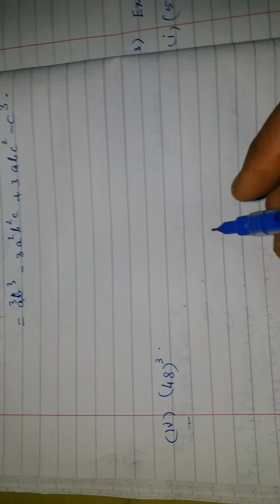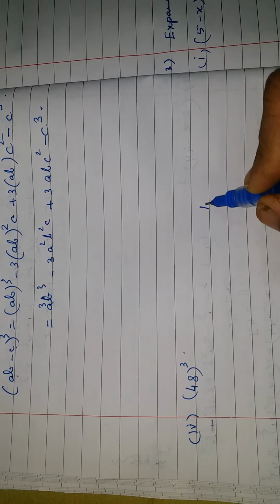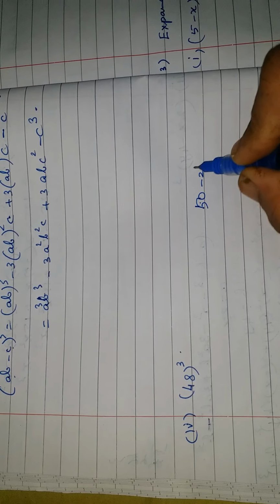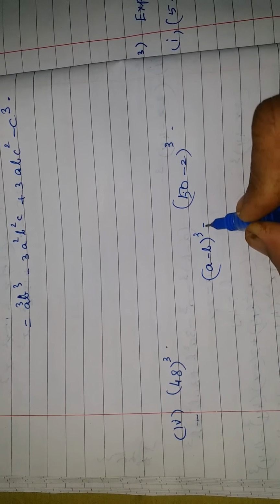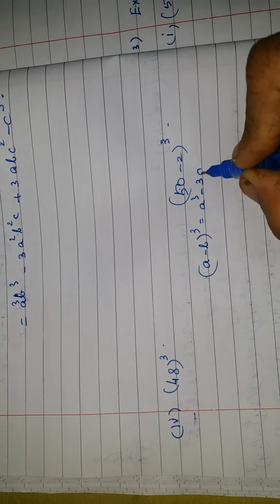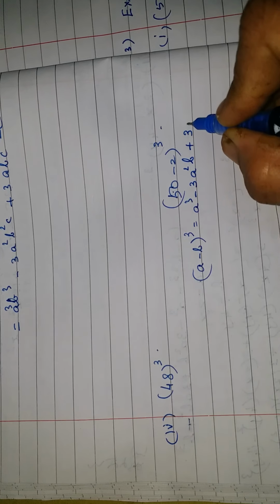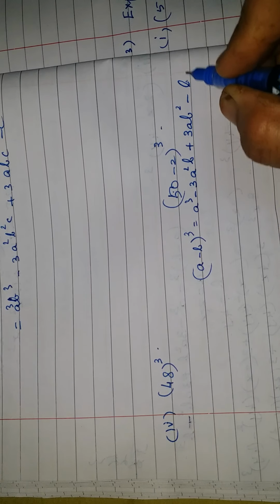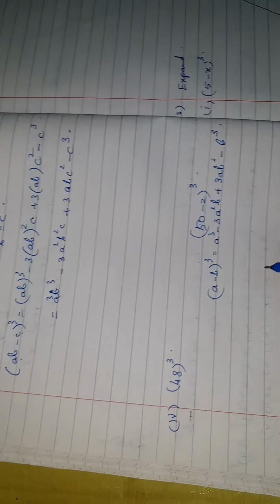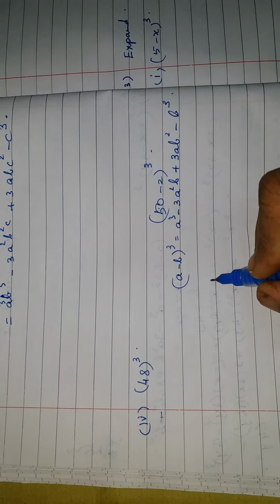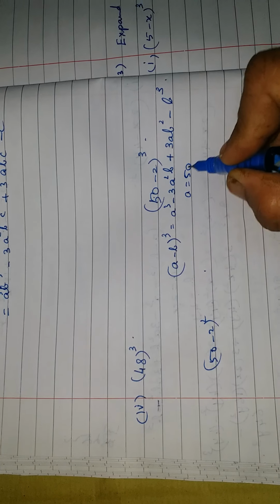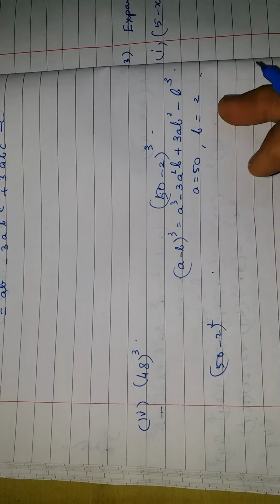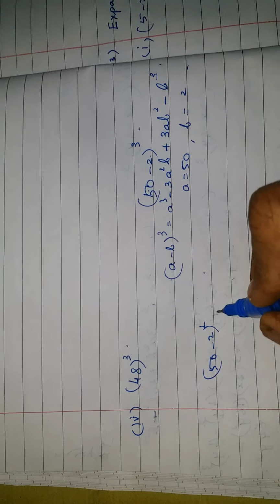Now 48 cube. 48 cube can be written as (50 − 2) the whole cube. This is of the (a − b) the whole cube form, which is equal to a cube minus 3a square b plus 3ab square minus b cube. Your a is equal to 50 and b is equal to 2. So first write what a is and what b is, so that it will be easy for you to apply in your formula.